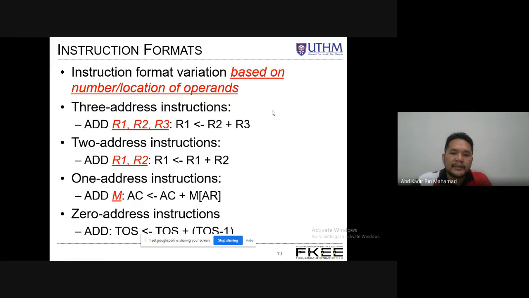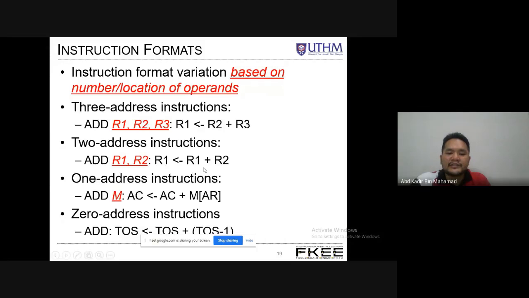They have instruction formats, based on the number of operand locations. They have 3 address instruction, 2 address instruction, 1 address instruction, and also 0 address instruction. For 3 address instruction, you can see they have 3 registers involved. For example, add R1, R2, R3: R2 and R3, after addition, you store in R1.